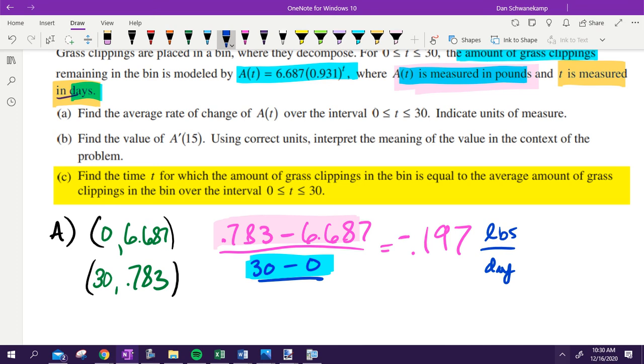Make sure you have the units. If it asks you to indicate units of measure, I better put units, so it is pounds per day. That is the answer to part A. Questions on that one?